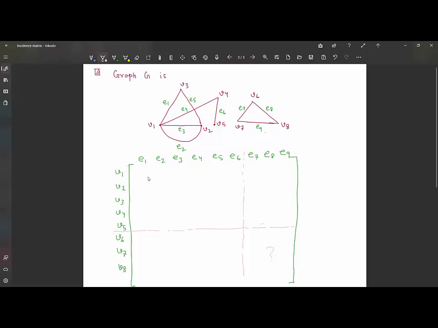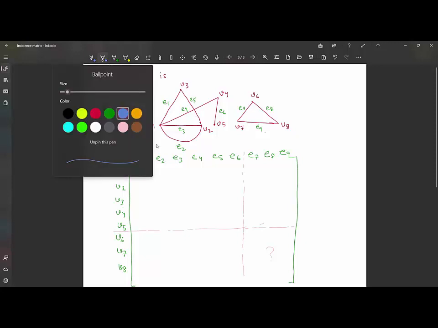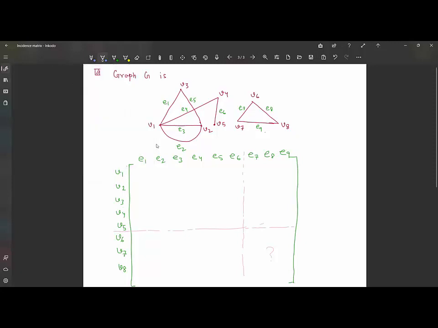So just start with the first portion. At the start, E1 is connected with what? V1 and V3. So place here 1 and 1 and fill the other values with 0. Then E2 is V1 and V2. So V1 and V2, and place other values with 0. Then E3 is again V1 and V2. These are parallel edges, so that's why we get identical columns.